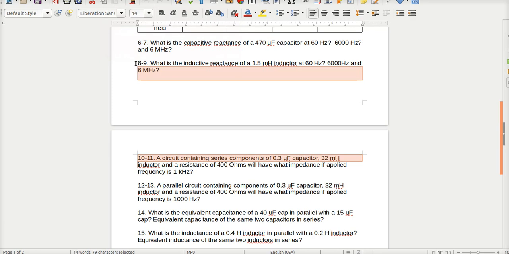This is ELC138, worksheet 24, part B. And we did 1 through 5 the last time, so I'm at 6 and 7. What's the capacitive reactance of a 470 capacitor at 60 hertz, 6000 hertz, and 6 megahertz?